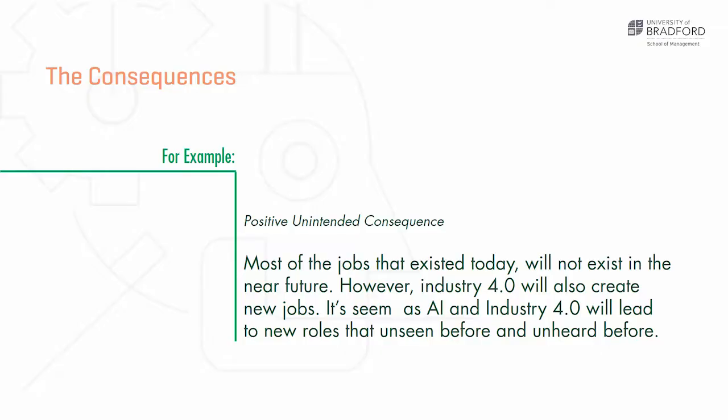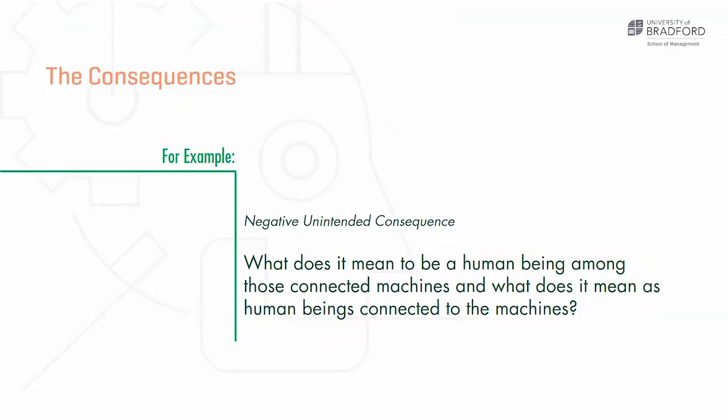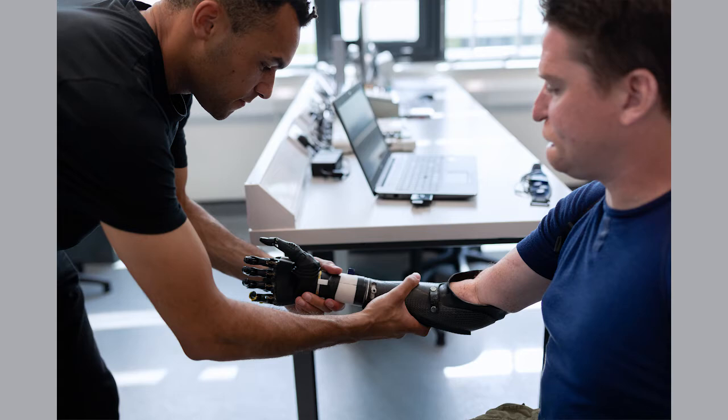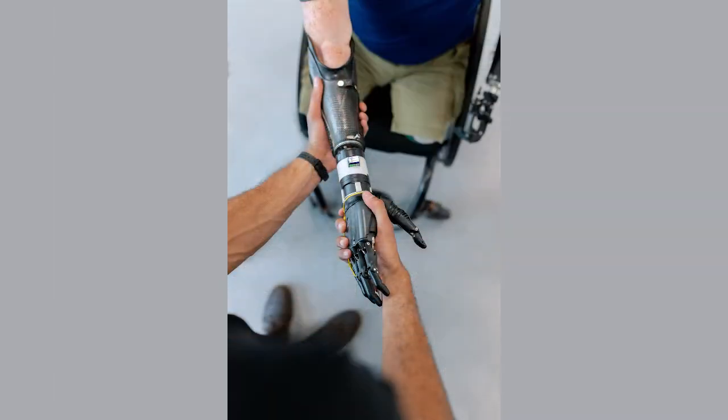How about negative unintended consequences, of which we often have no idea how they will come about and what they will be? Perhaps one of the significant unintended consequences that we have to worry about is what does it mean to be a human being among all these connected machines, and what does it mean as human beings connect to the machines? This connection could be through artificial body parts that we are replacing for missing ones. This could be for a missing leg or for a missing arm. This connection can also be through implanted chips in our bodies.